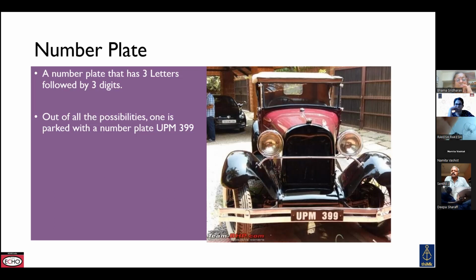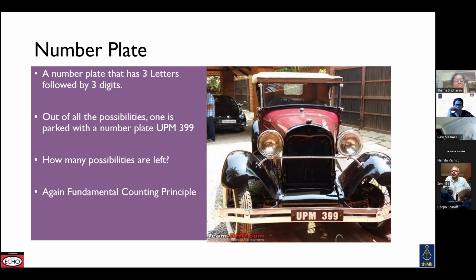If you think about it, there could be all the alphabets from A to Z for the place of U, and then again A to Z for the place of P, again A to Z for M. So it's basically the same thing as 26 possibilities for U, and then for P, and then for M, that's 26 times 26 times 26.